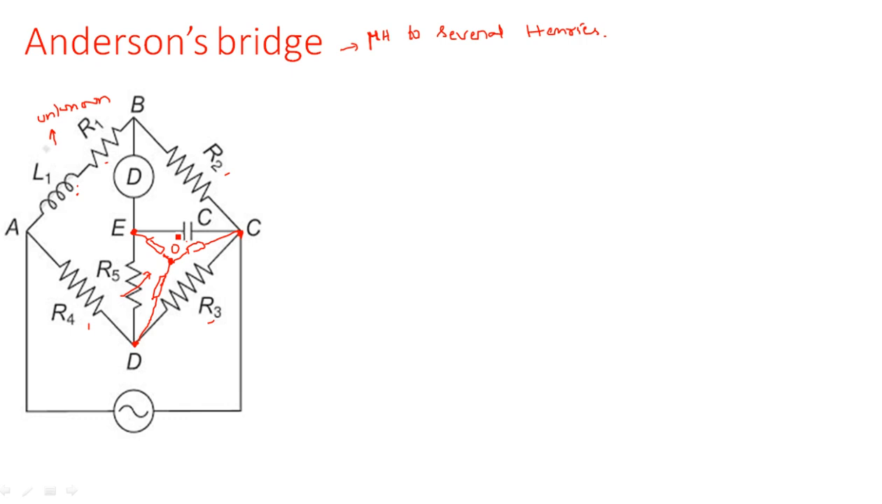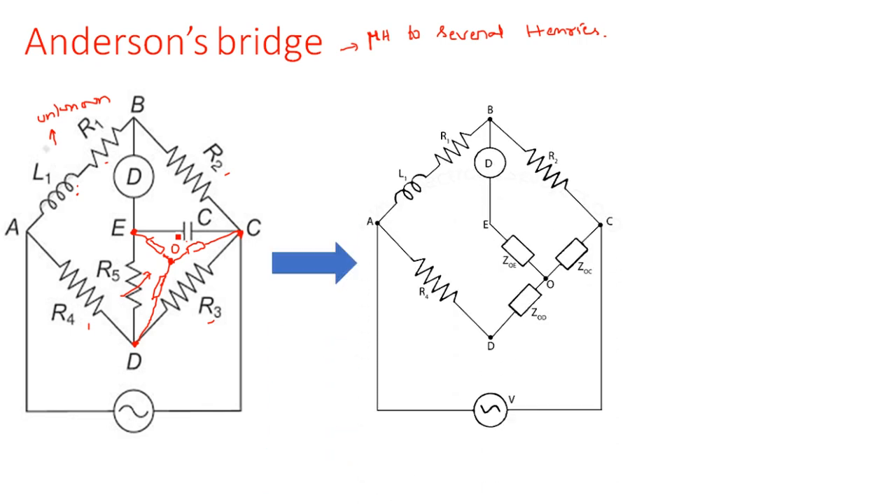So how to do that conversion? First we need to convert the delta to star, and then we have to apply the bridge balance condition. Okay, that is the only additional work we need to do here in the Anderson bridge. Rest of everything is common like your normal conventional way. So this can be converted into a star by taking this notation.